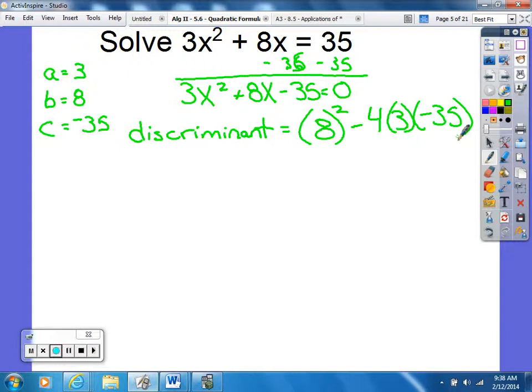Everybody see where those numbers came from and everything? Type it in your calculator. You don't have to do any of that now by hand.